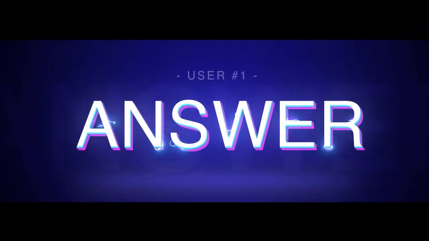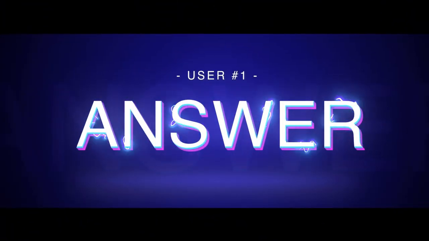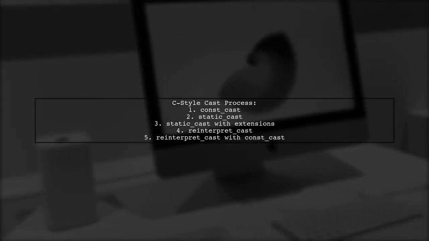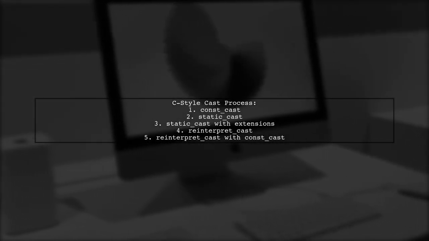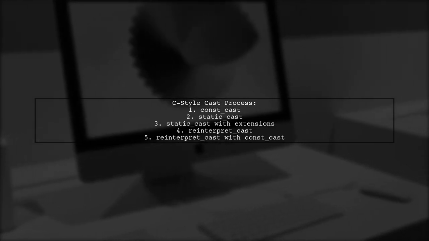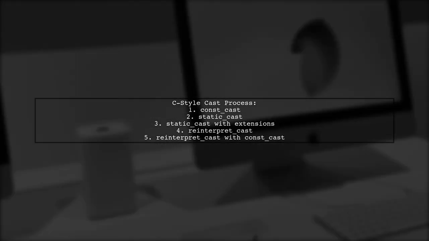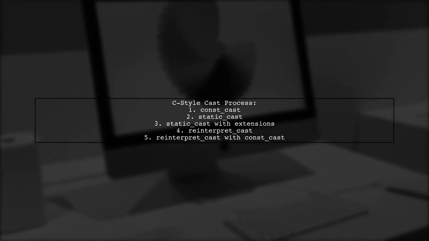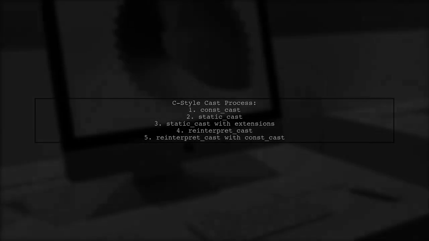Let's now look at a user-suggested answer. When using a C-style cast in C++, the compiler tries several C++-style casts in a specific order. It starts with const cast, then static cast, and continues until it finds a suitable option. In your case, static cast is chosen, but it fails because the compiler can't find a constructor for the casted type. This issue doesn't occur with pointers due to built-in conversions.